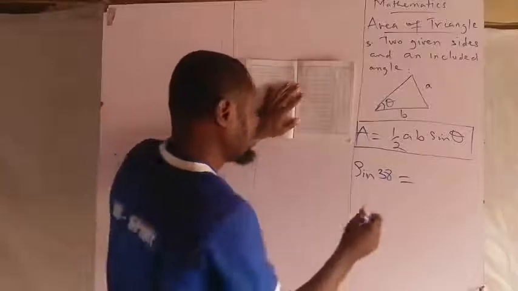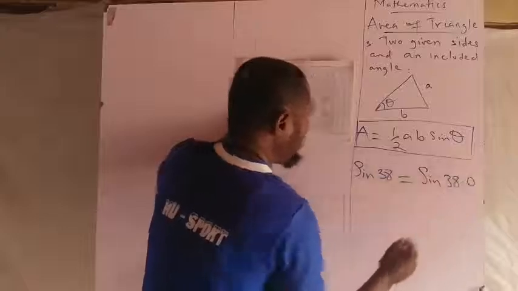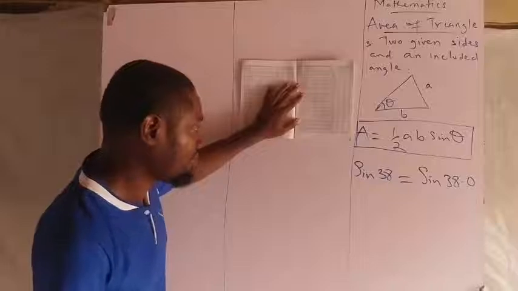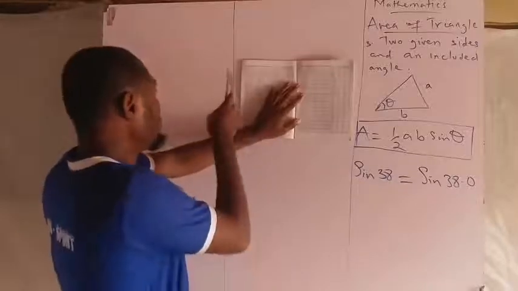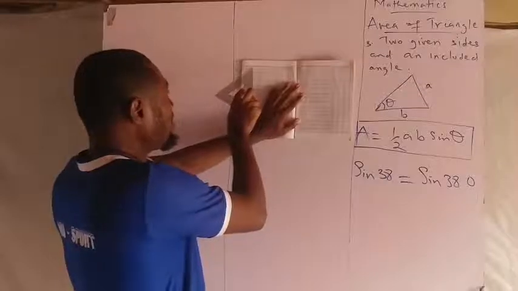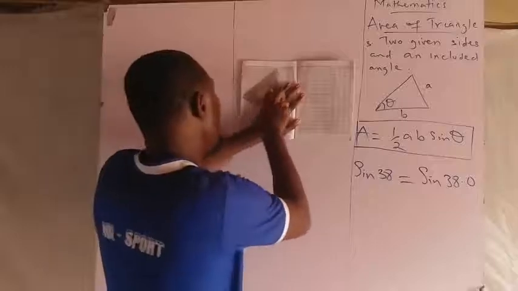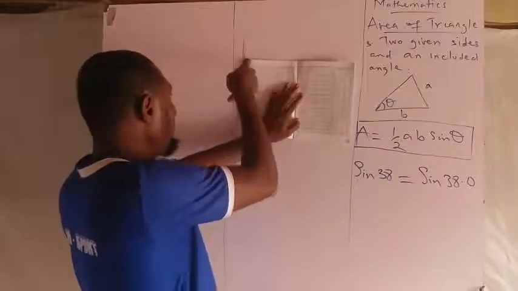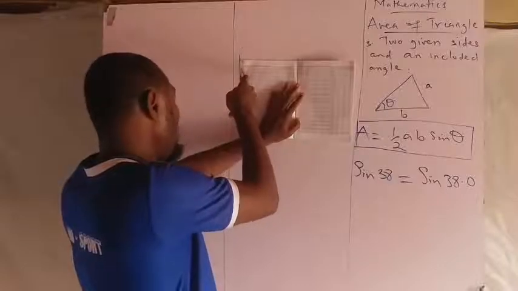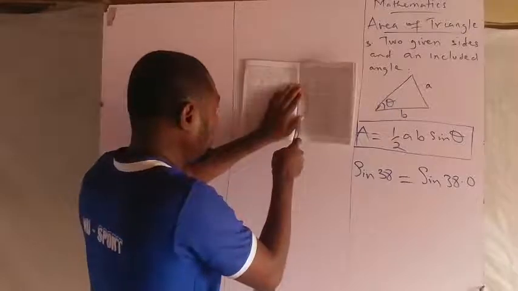Sine 38 is also seen as sine 38.0. That is why I say you're going to check for 38 under 0. So you carefully run down. This is 0.0. This is 0.1, 0.2, 0.3, 0.4, 0.5. Horizontally you have up to 0.9. And vertically downward you have the magnitude of the degrees. You have 0 to 44, 45 to 89.